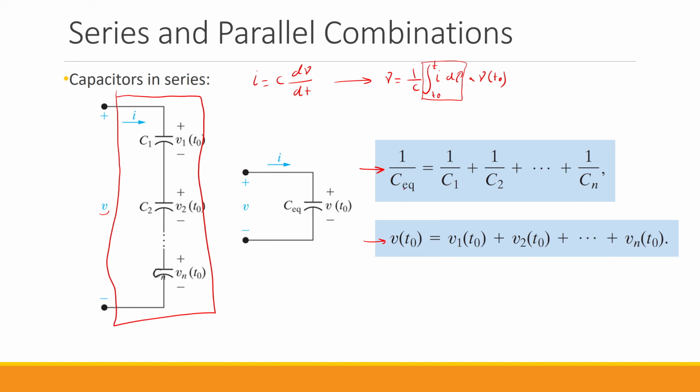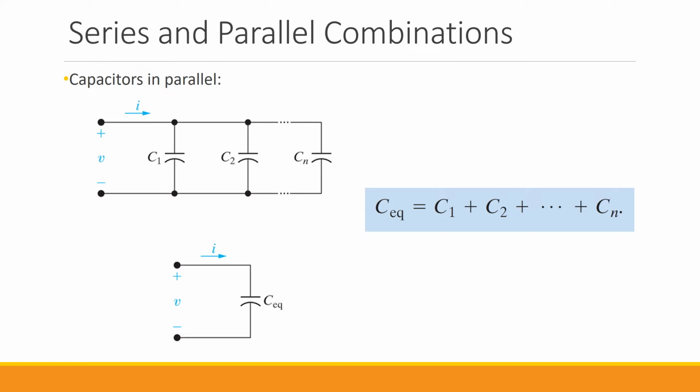So as you can see, inductors act similar to resistors, and capacitors act similar to conductance. This is what you can use to remember how the series and parallel combinations of inductors and capacitors are calculated.